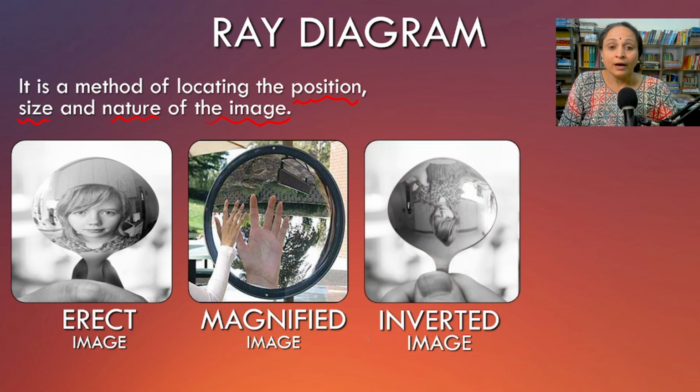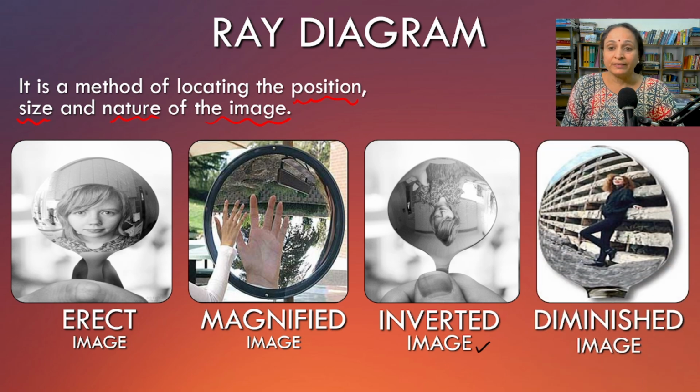Sometimes if you keep the object in front of the mirror, the image which is formed is upside down. So this kind of image is called the inverted image. Okay, and next, sometimes the object is big in size and the image which is formed is of very small size. So we say such kind of image is a diminished image. Okay, so erect image which is straight, magnified which is larger than the size of the object, inverted, ulta, and diminished is the smaller size of the image.